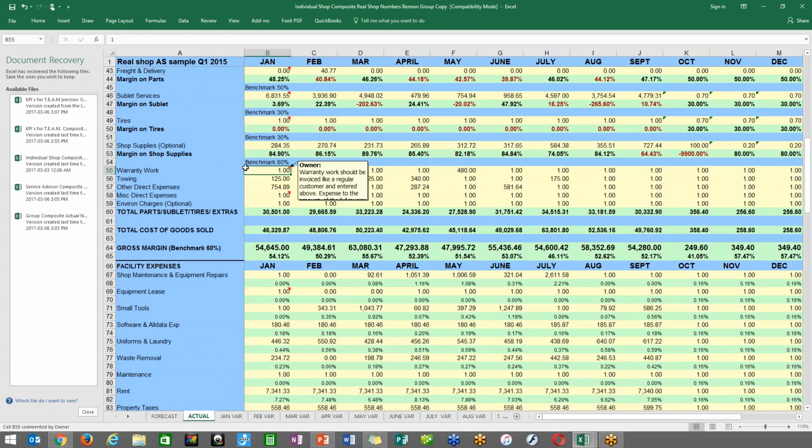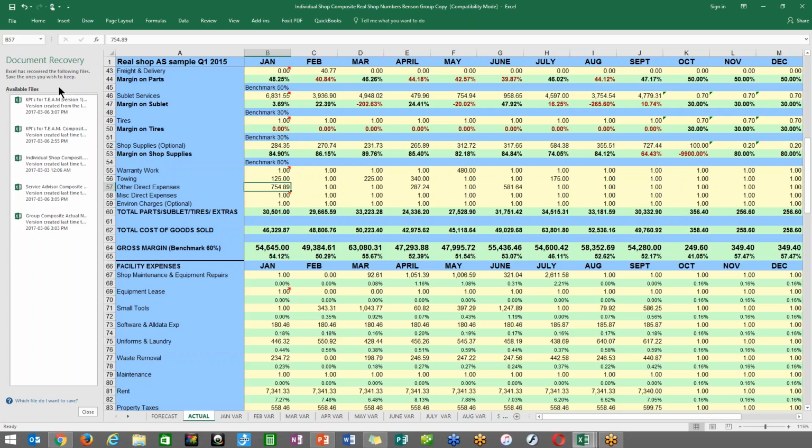Warranty work, in this particular case, obviously the shop didn't have any warranty work, but if you have warranty work for that particular month, you'll add it. Again, we're looking at towing, whether it's done internally or externally. We can see what his towing cost was. Other direct expenses, as I mentioned above, you have a miscellaneous category and another category. You can have 2 separate categories. This is where I mentioned parts over the counter, so you can see what you paid for those parts that you sold over the counter.